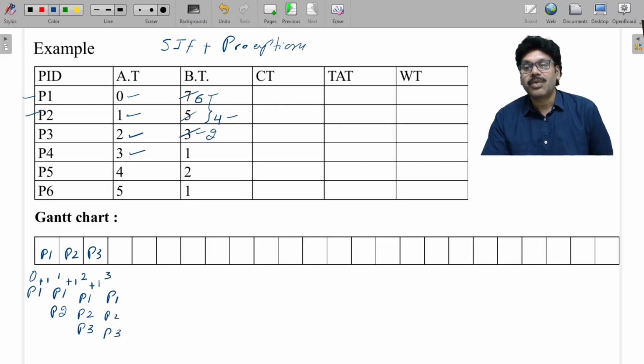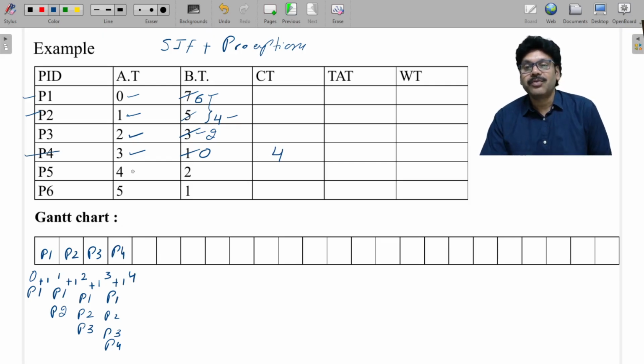At time 3, one more process has come, just dropped into the ready queue. Among these 4, which has the lowest burst time? 1. So it is completely done. So P4 is executed for 1 unit of time. By 4 it is completed, removed from the queue.